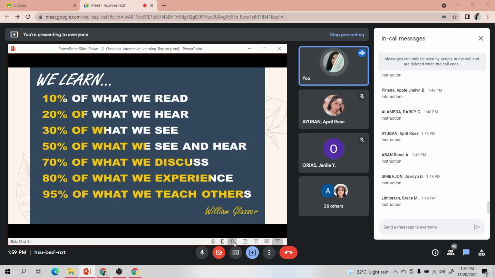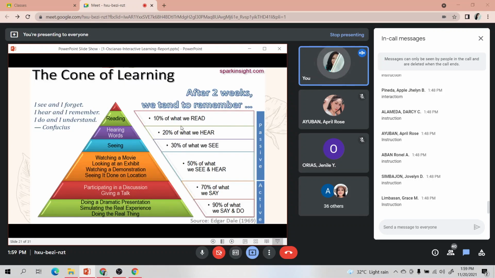Okay, so next. Okay, so the cone of learning. So, this is by Edgar Dale, 1969. So, this is also familiar, right? So, first, we have reading. So, after 2 weeks daw, we tend to remember 10% of what we read. So, kung maghatag lang ka og soft copy sa ilahang modules, so 10% of what they read, I don't know if naka-comprehend ba si student.